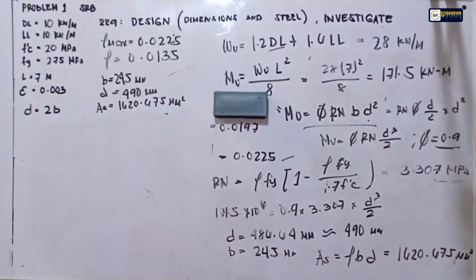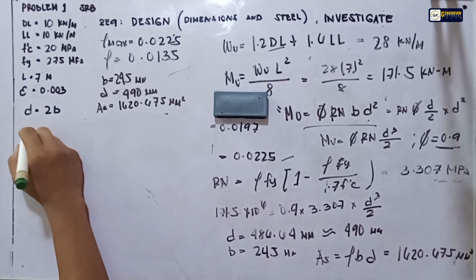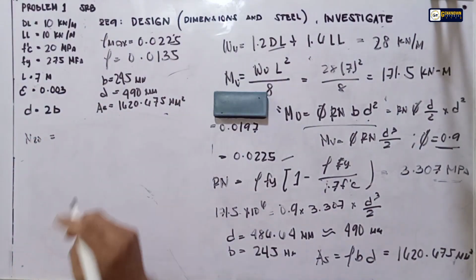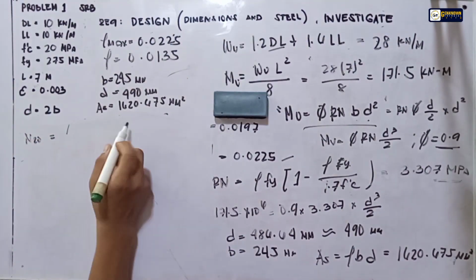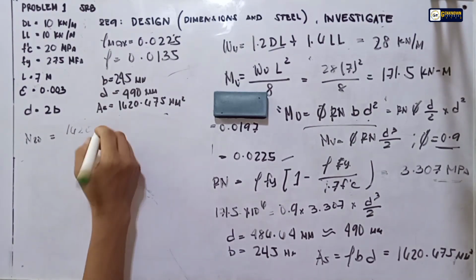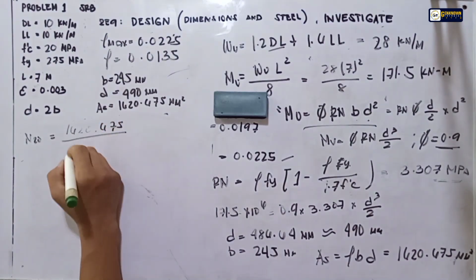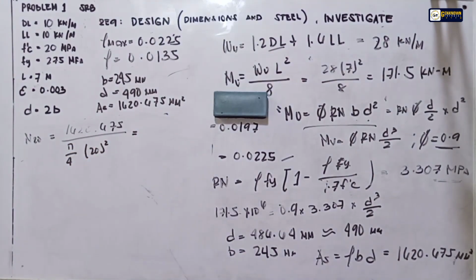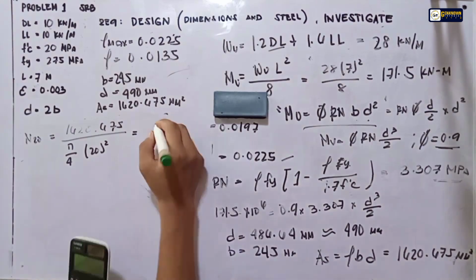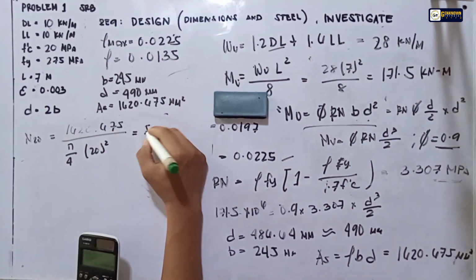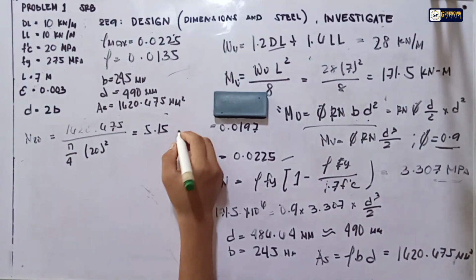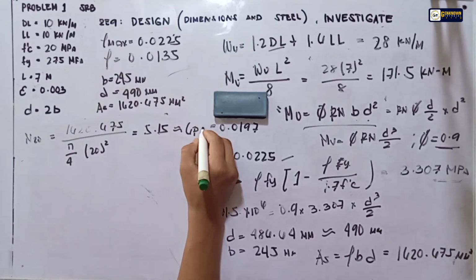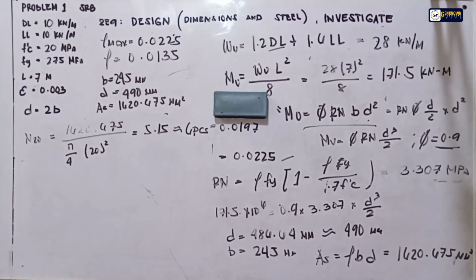So, let's try 20 mm na bakal. So, N20 is equal to As, or 1620.675 over pi over 4 multiplied by 20 squared. That will give us 5.15. Let's say 6 na bakal. Okay? I think masyadong madami.